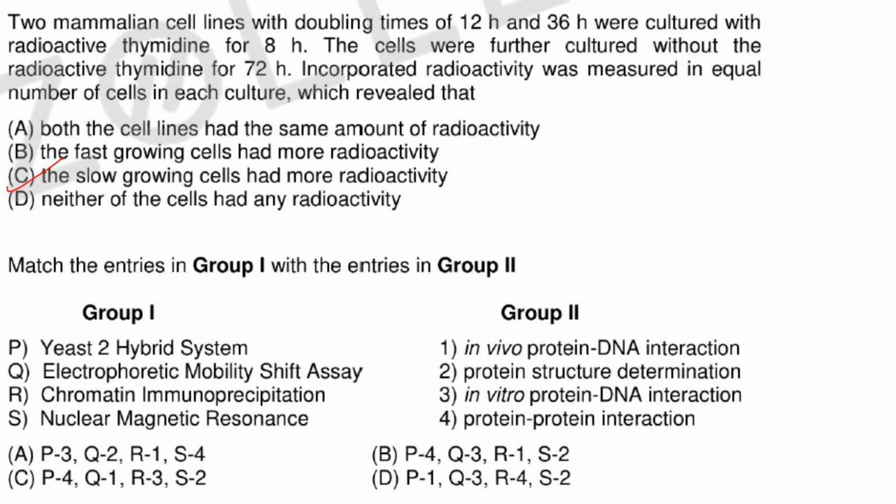Then match the following. Yeast hybrid system is used for... They have given some techniques in group 1 and in group 2 what they are used for. So yeast two-hybrid system is for protein-protein interaction studies. P4. Electrophoretic mobility shift assay is for in vitro protein-DNA interaction studies. Chromatin immunoprecipitation is for in vivo protein-DNA interaction studies. Nuclear magnetic resonance or NMR is for protein structure determination. So P4, Q3, R1 and S2 gives the answer as option B.